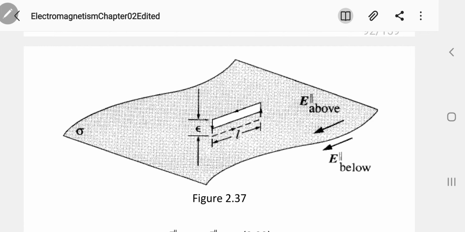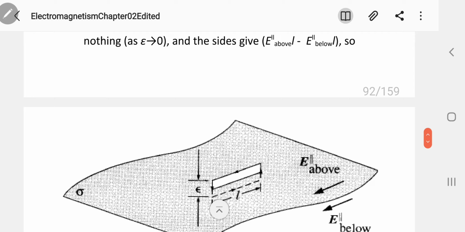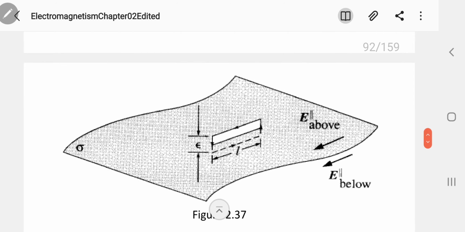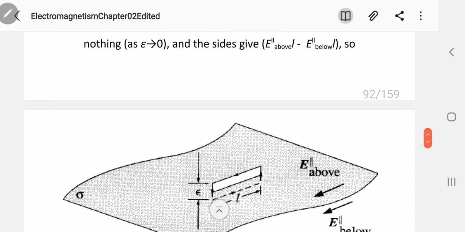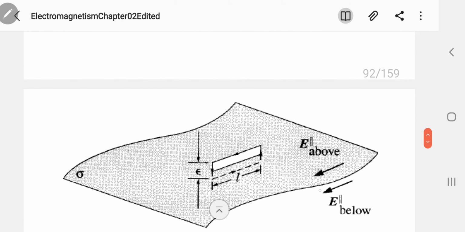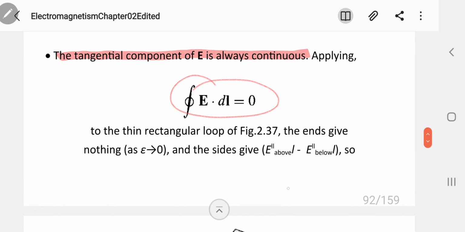So what happens? So E above, if epsilon goes to 0, the E above times L, and E below times L, would be in opposite direction. They would be in opposite direction.